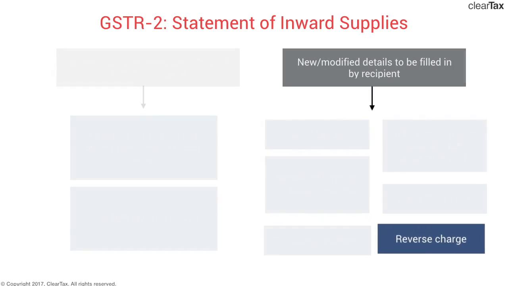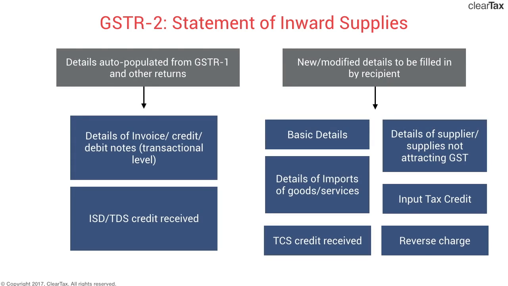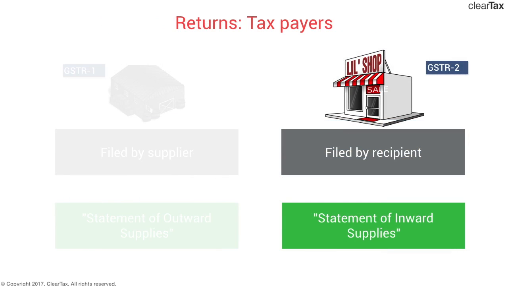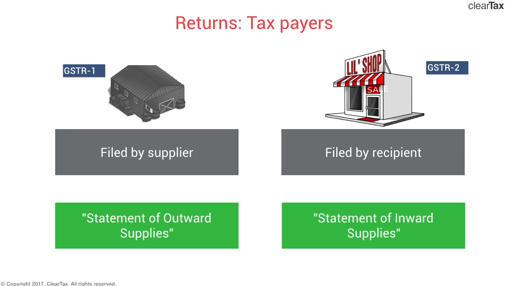That's relating to reverse charge, and with that we've checked out all the details that are required to be filled in GSTR 2, whether they are auto-populated or they are new additional details that the recipient has to fill in. And with that, we've seen statement of outward supply as well as statement of inward supply, GSTR 1, GSTR 2. Remember, a normal registered taxable person will have to fill in both these documents because a business will always have inward supplies as well as outward supplies. That's the transaction.